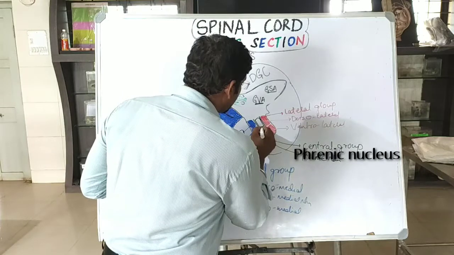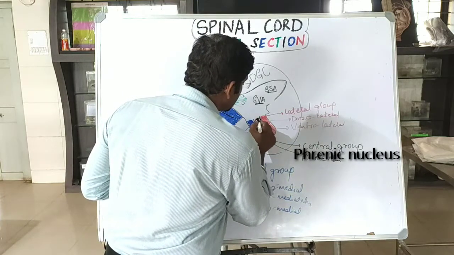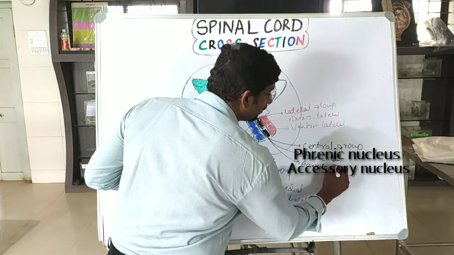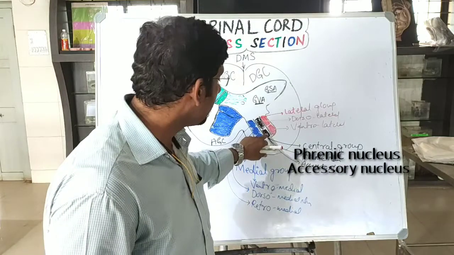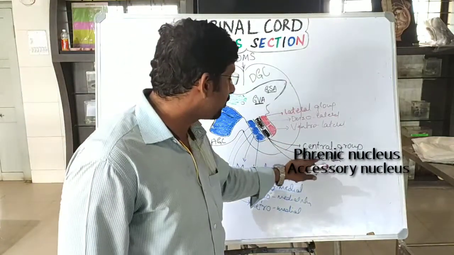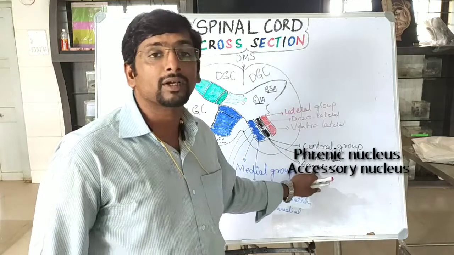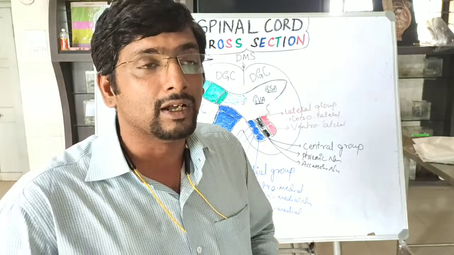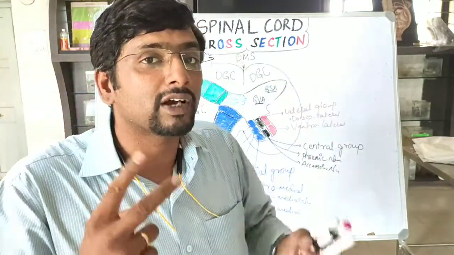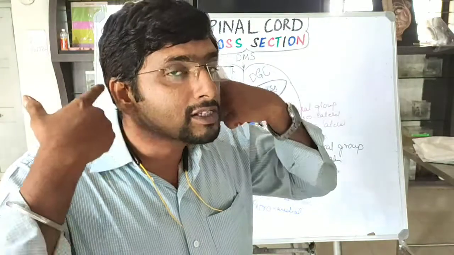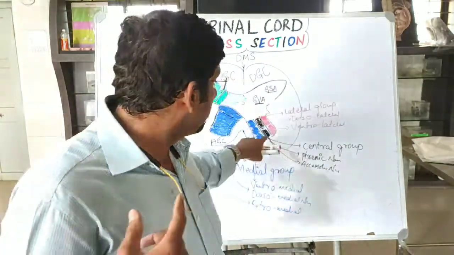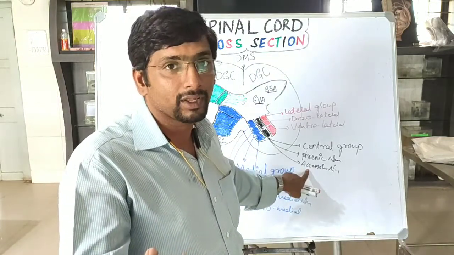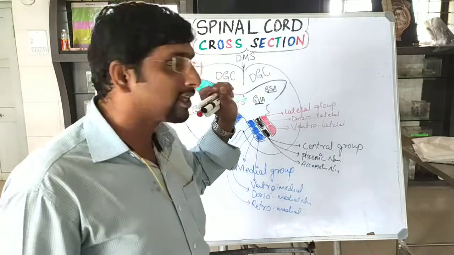And what is this here? This is accessory nuclei, and this is phrenic nuclei. This is going to form the phrenic nerve and this is going to form the spinal part of the accessory nerve. You already know that the accessory cranial nerve has 2 components, cranial component and spinal component. The spinal component is going to arise from C1, C2, C3 and C4. So from here the accessory nerve arises.